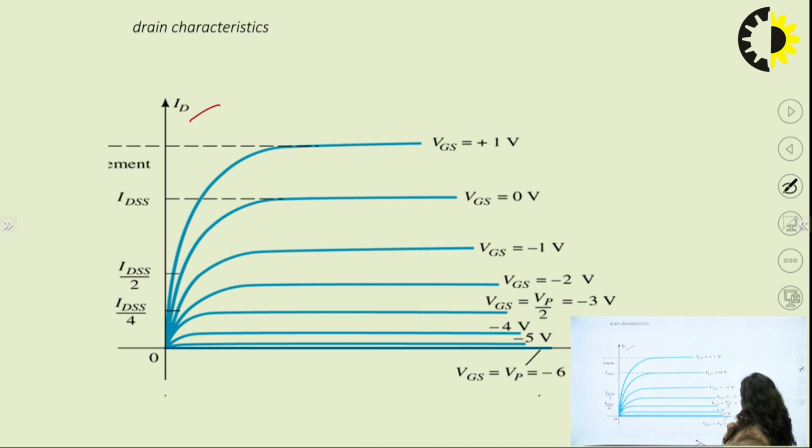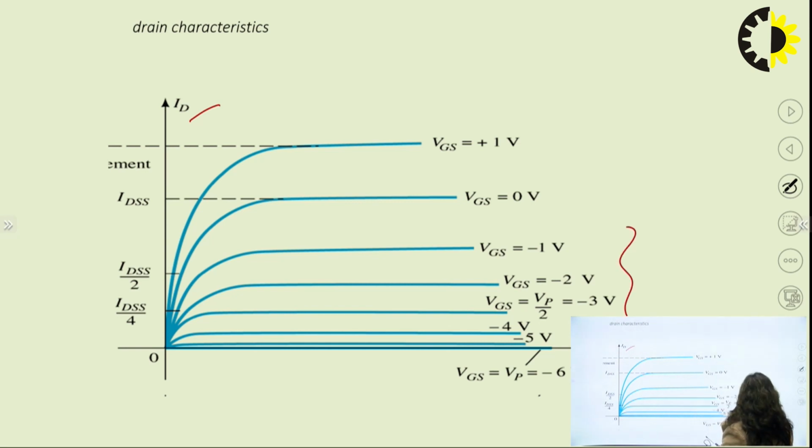So we have applied VGS. Whenever VGS is equal to 0 volt, then plus 1 volt, then minus 1, minus 2, minus 3, minus 4, minus 5. So at negative voltages, what will happen? At negative voltages, we have pinch-off of the channel, that is basically the depletion mode of MOSFET. So below VGS equal to 0 volt, it works as a depletion type. Above 0 volt, that is plus 1 volt, plus 2 volt, it works as an enhancement type.